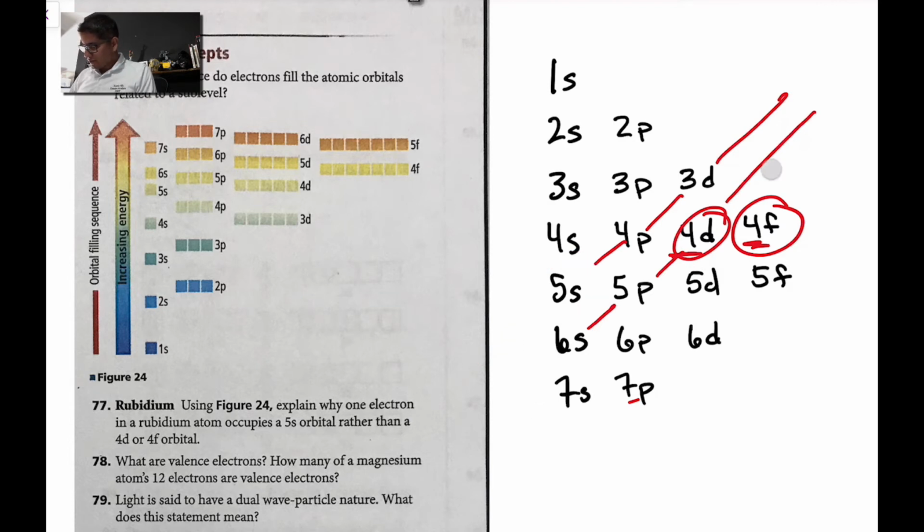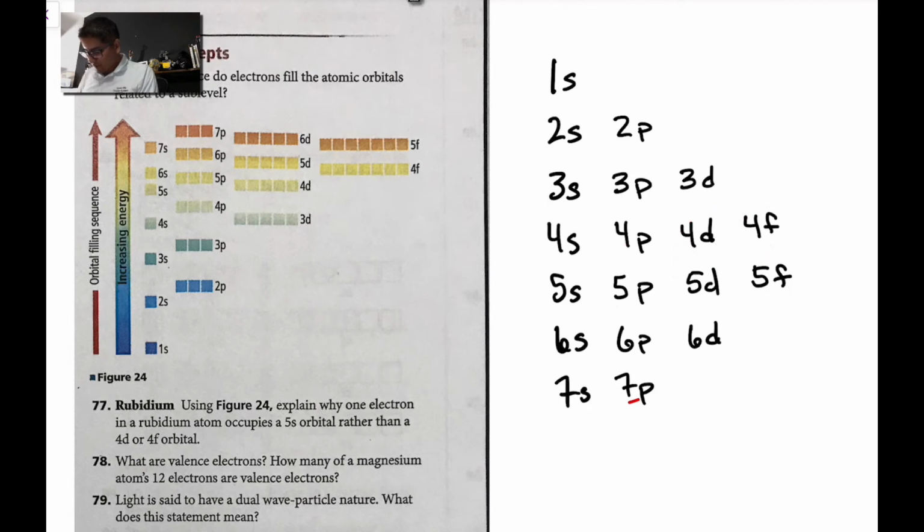Let's go ahead and jump into another one. I'll leave this here just in case I need it. If I don't, I'll erase it. So let's look at 77 right here. Oh no, 79. Light is said to have a dual wave particle nature. What does that statement mean? A dual wave and particle. So that's the key part right there. It has a wave and a particle nature.